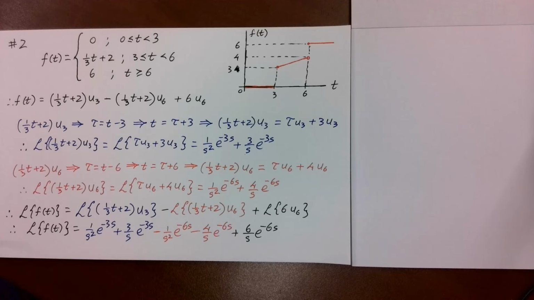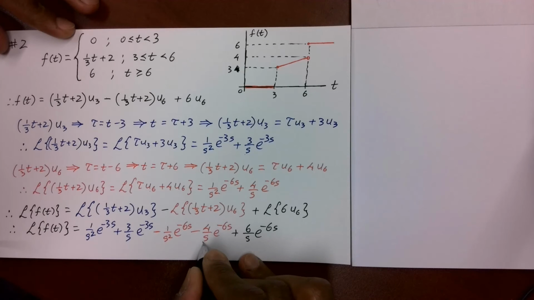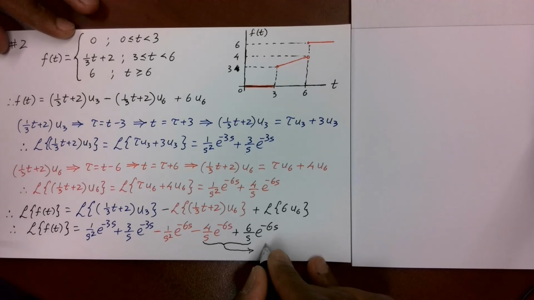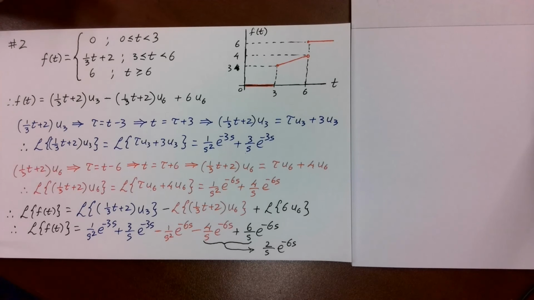Now at this point we may leave the transform as it is. There is only one final simplification that may be done, which is if you look at the last two terms, they're both alike and they can both be combined into a single term, which would be positive 2 over s e to the negative 6s. And therefore, this is the Laplace transform of this three-piece piecewise function.